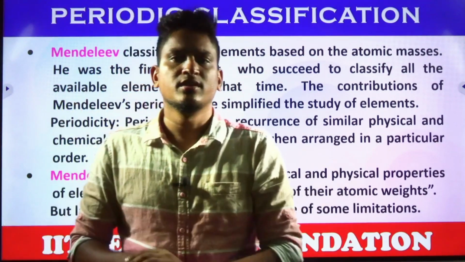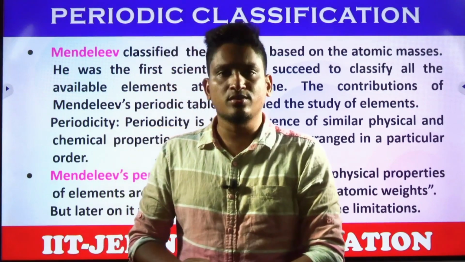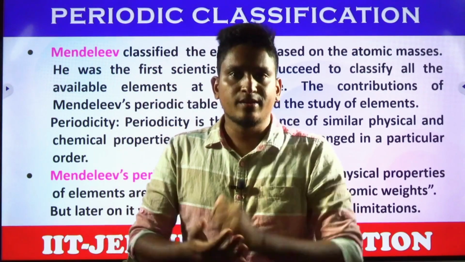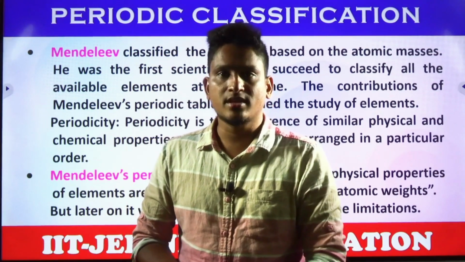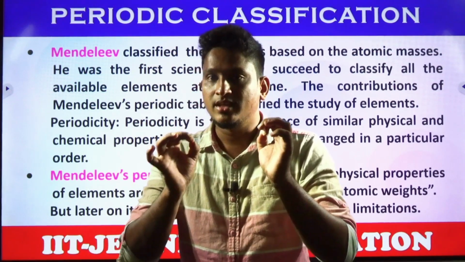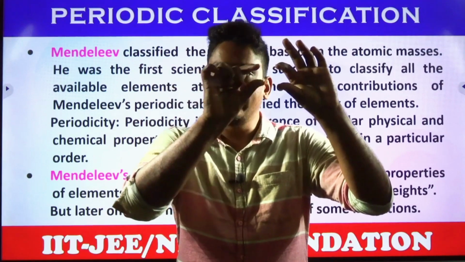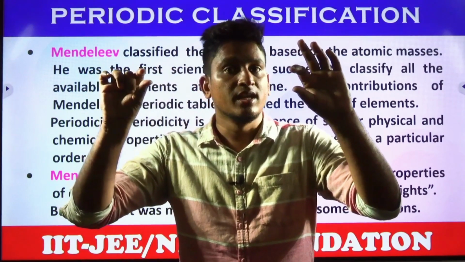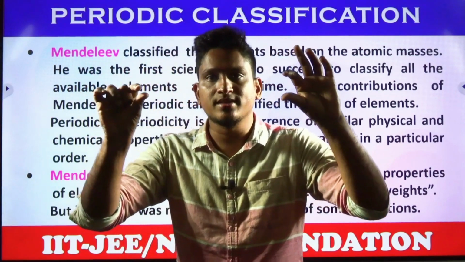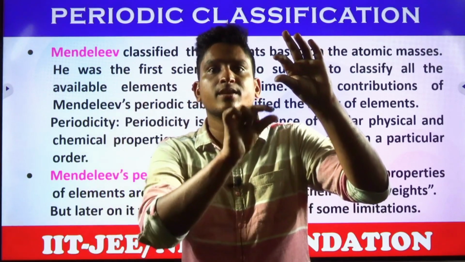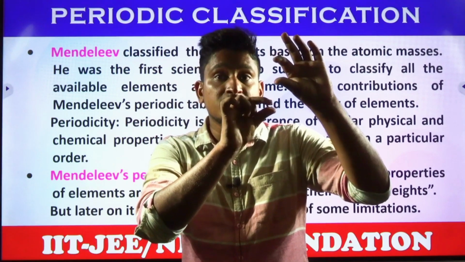Here there is a doubt. Sir, what does it mean by the periodic functions? Mendeleev classified the elements based on atomic weights. Yes or no? And how does he classify, students? He classified the elements in the increasing order of atomic weights, but the elements with similar physical and chemical properties he placed in the same group.